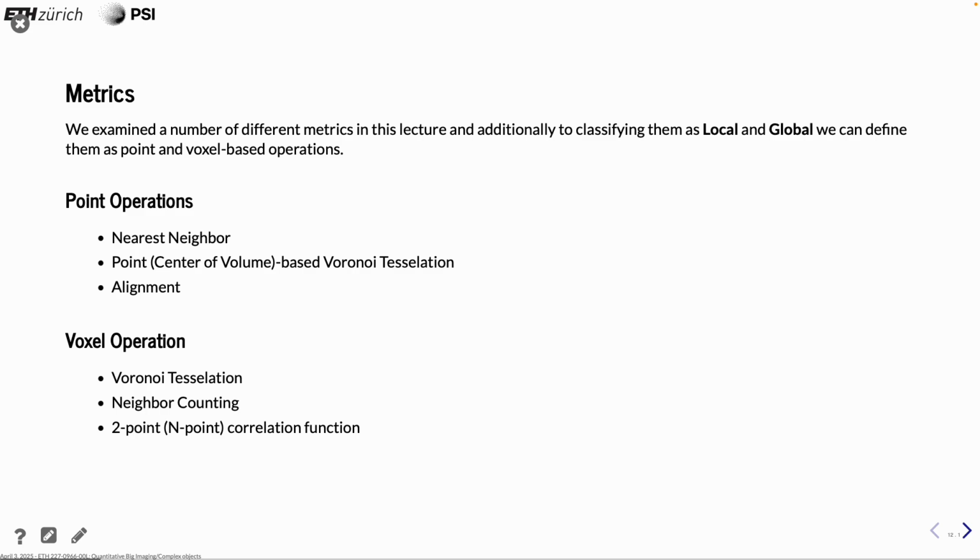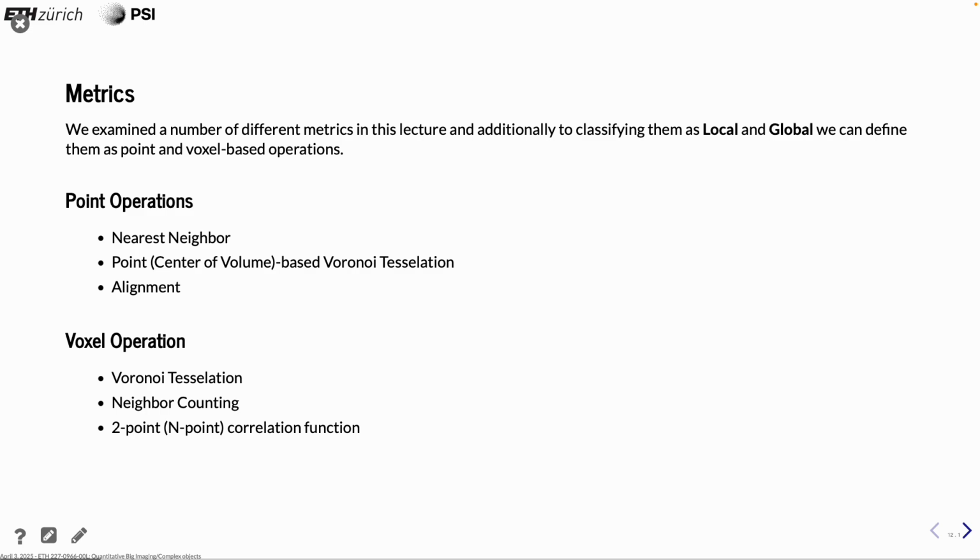We can work with point operations, so that requires that we already have segmented all the cells and identified them, computed maybe a center of mass of these objects. Then we can do a point Voronoi tessellation. I'm going to show that soon. You can also see how they are aligned with each other. That would require then that we already have done a lot of quantification about where they are, maybe sizes even.